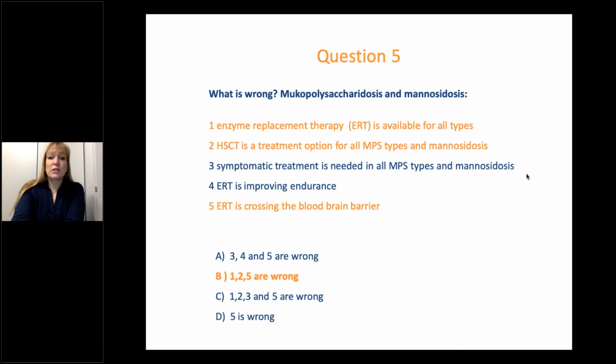And for sure, it is wrong that ERT is crossing the blood-brain barrier, because the enzyme is too big and will not cross into the brain. This means the cognitive decline is not touched by the enzyme replacement therapy, but the physical situation, which also leads to a better general condition of this patient.